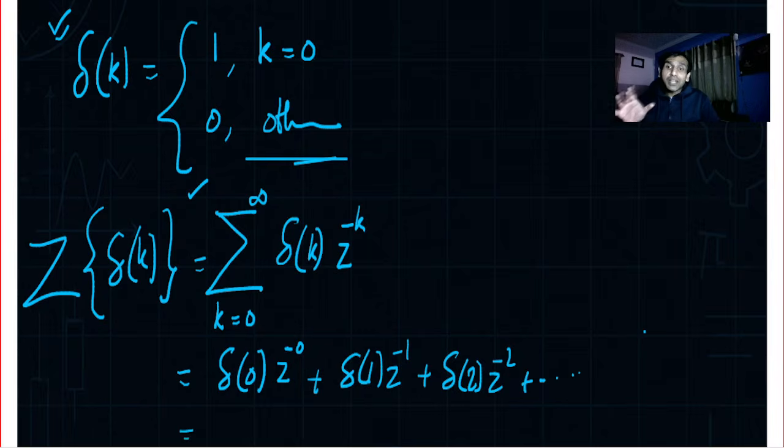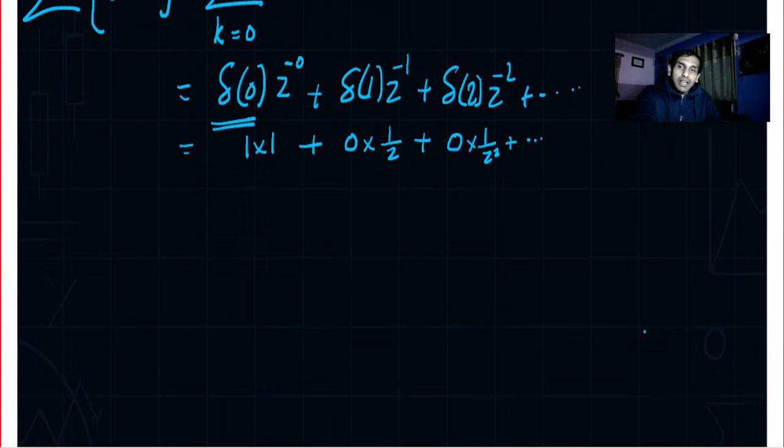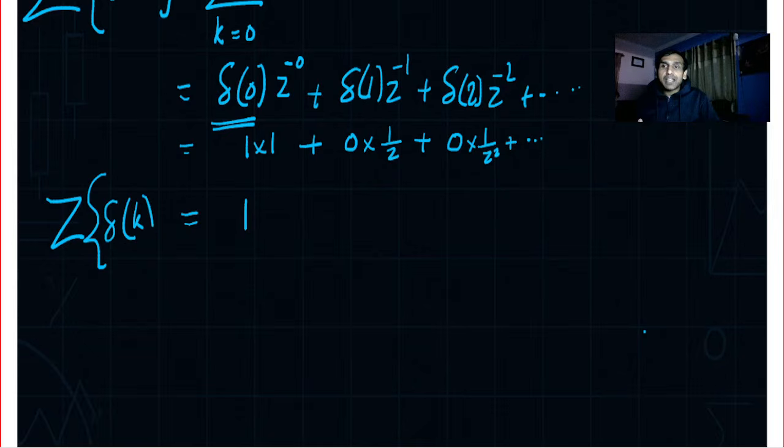What is delta 0 according to the question? It is 1 multiplied by 1 plus 0 multiplied by 1 by z plus 0 multiplied by 1 by z square plus etc. And that gives me 1. So remember, the Z transform of delta k is equal to 1.